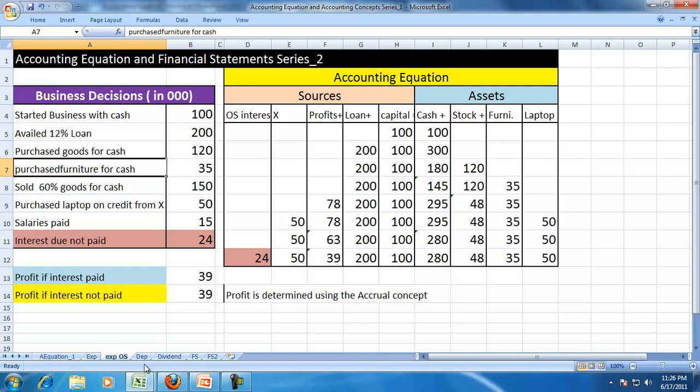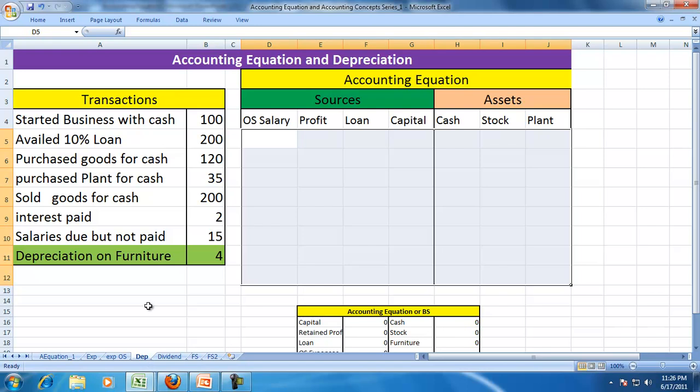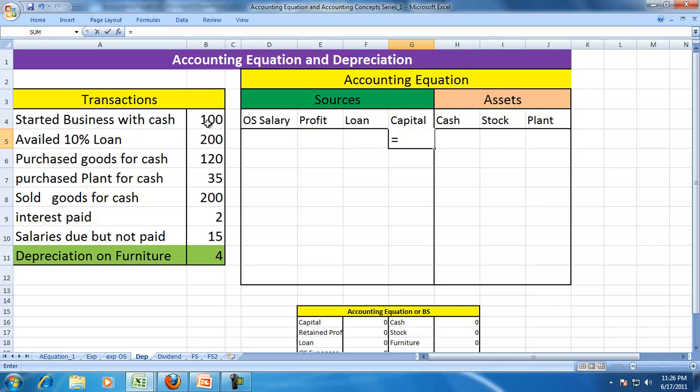So let us see what will happen with depreciation, but in the process we'll again go back to the transactions. We started business with cash, so it's not a problem, and we can move fast there. I've taken a loan, so cash goes up. A new source of money comes in, and that is the loan, so I show the loan. Then you purchase goods of 120,000, and cash reduces by 120,000.